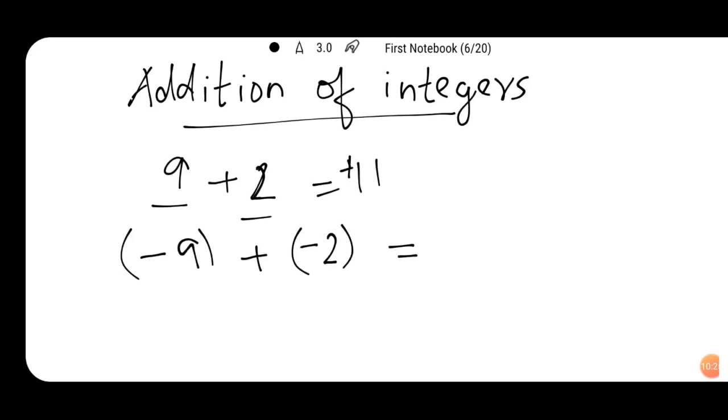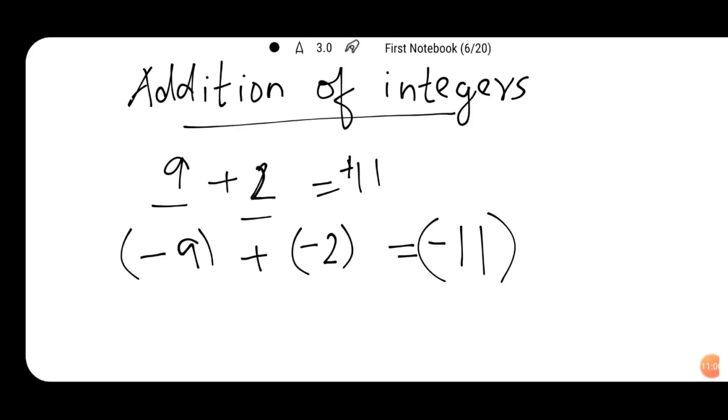Again, here both numbers are negative numbers. That means they have the same sign. If we want to add two negative integers, we will add the numbers, that is 9 plus 2. It's again 11, and we will give the sign of the numbers. What is the sign of the numbers here? It is negative. So our answer will be negative 11. So that is the first rule.